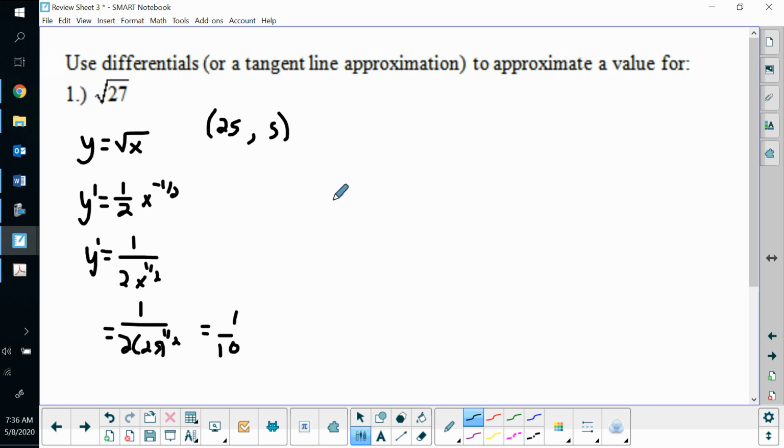Then all we do is write our tangent line equation. So y minus the y value is equal to your slope times x minus the x value.